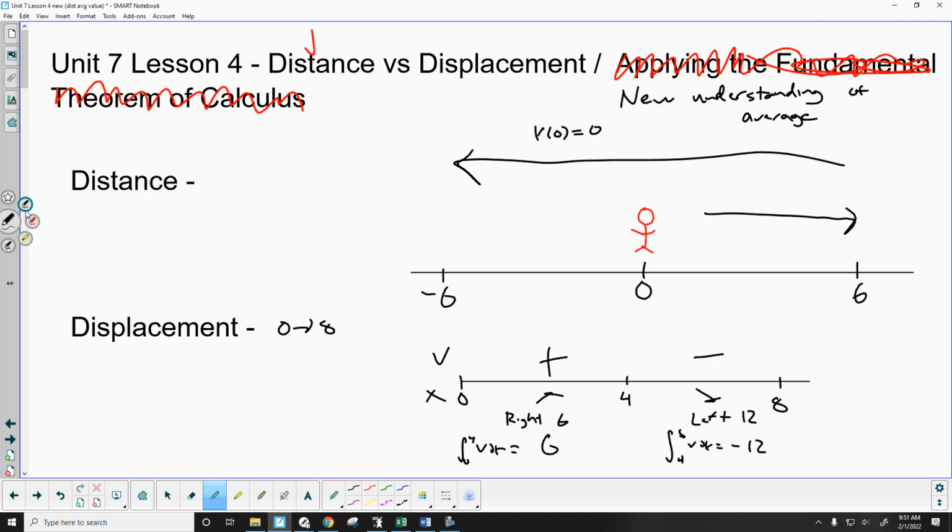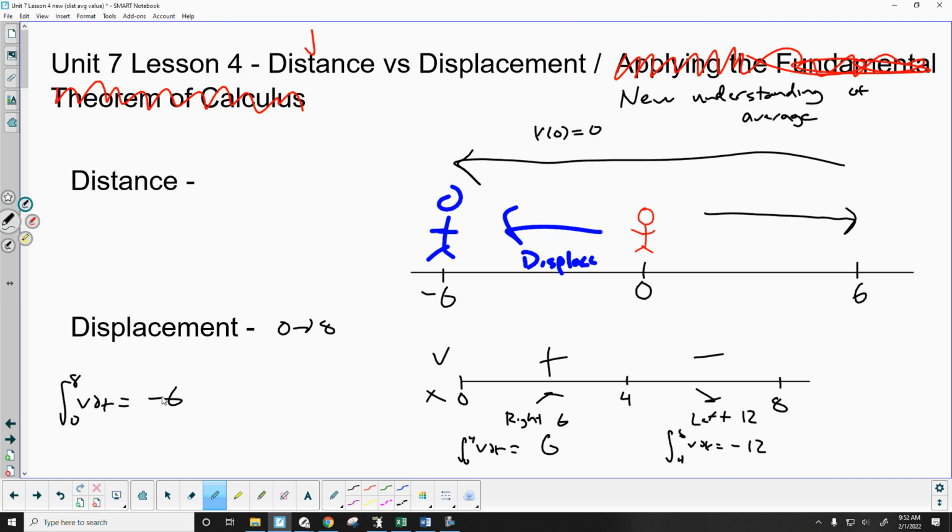What is that? That would be the area from 0 to 8 under V. And you'd add this 6 and this negative 12 together to get negative 6. Or if you think about going to the right 6 and then the left 12, my dude ends up 6 units to the left of where he started. That blue line is our displacement. Okay, so the displacement is negative 6.